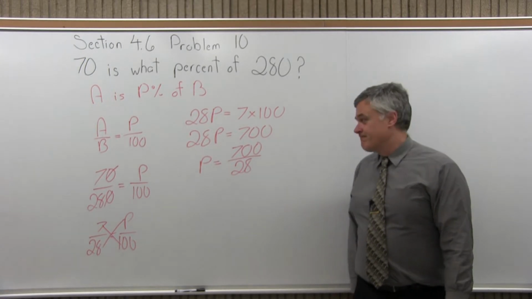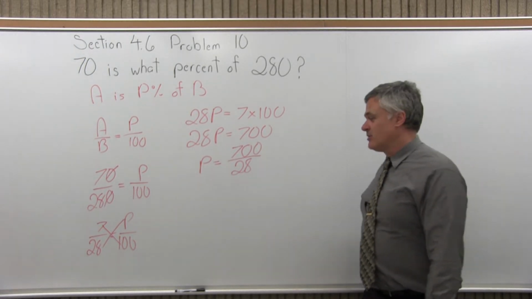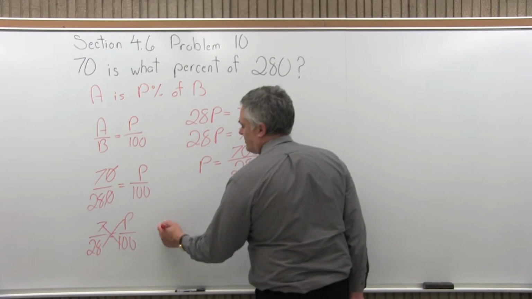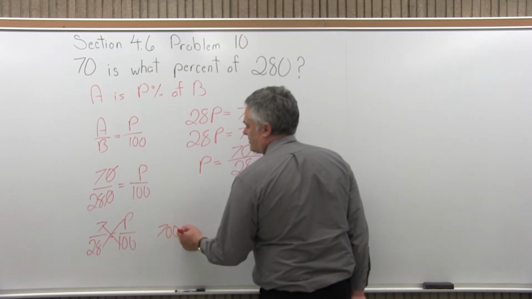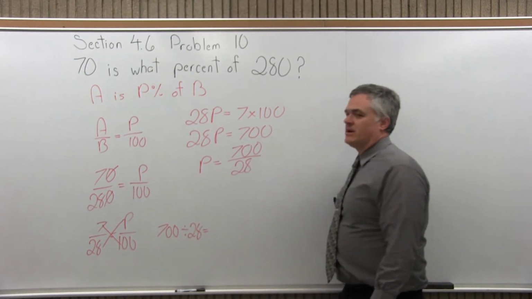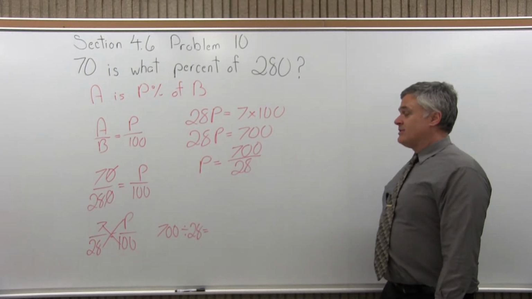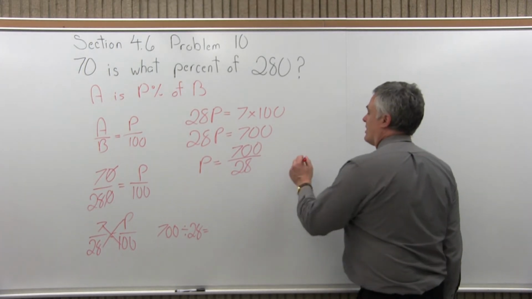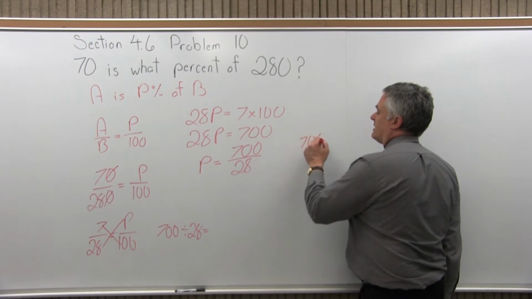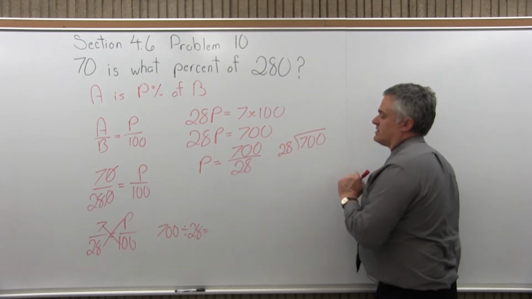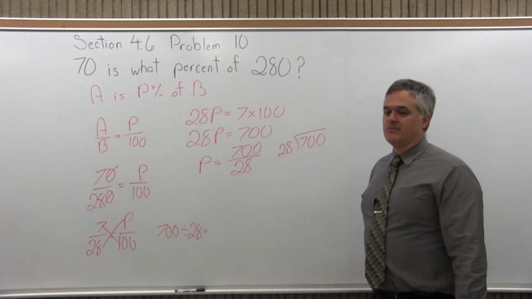Now, that's something you may or may not be able to do easily. So if your teacher allows you to use a calculator, just do the numerator, which is 700, divide by the denominator, which is 28, equals, and you'll get your answer right away. Now, if your teacher does not allow you to use a calculator to solve this problem, what you have to do is the numerator goes under the division symbol, 700, and then the denominator goes in front of the division symbol. 28 divides into 700.